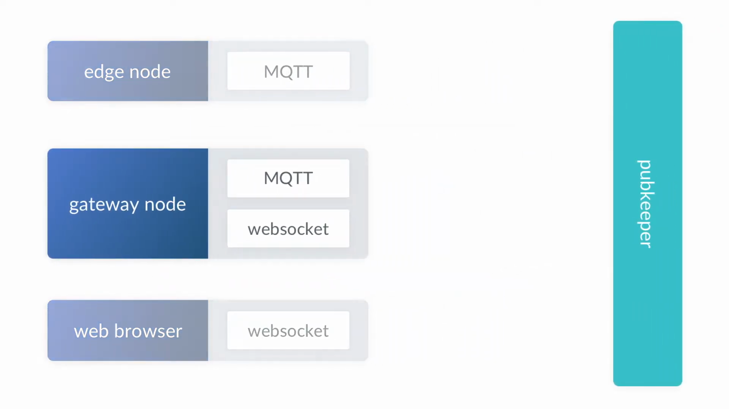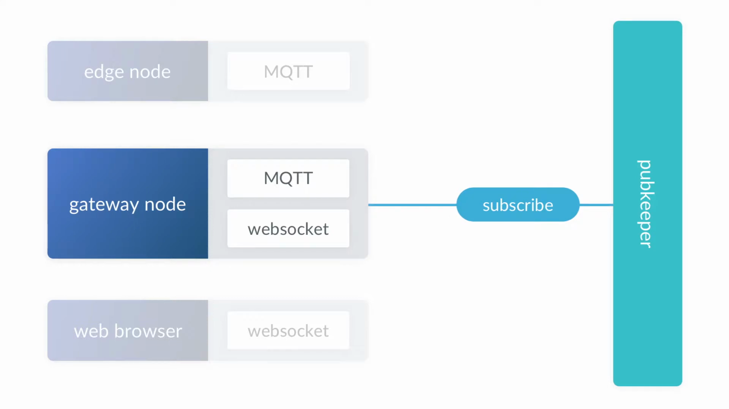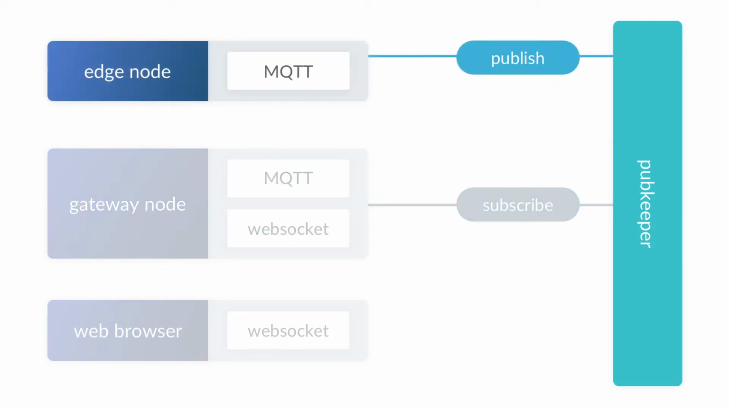Now let's say the gateway node wants to subscribe to some temperature data. It tells Pubkeeper that it wants that type of data, but nothing happens because no one is publishing it yet. Later on, the edge node comes online and informs Pubkeeper that it now has some temperature data.